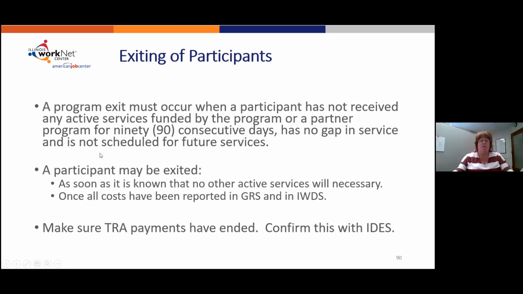If they're not receiving an active service for a period of 90 consecutive days and there's no gap in service and they're not scheduled for any future services, then those participants need to be exited. They can be exited as soon as it's known there are no other active services necessary, or once all costs have been reported in GRS and IWDS. You do need to make sure that TRA payments have ended for this participant, and you can confirm that with IDES. So timely exits are very important.